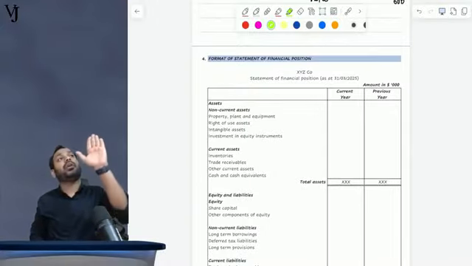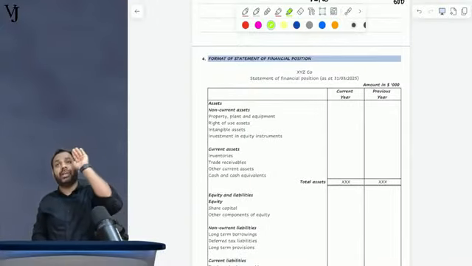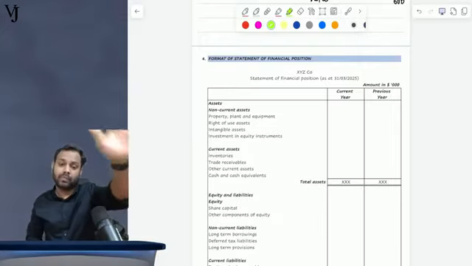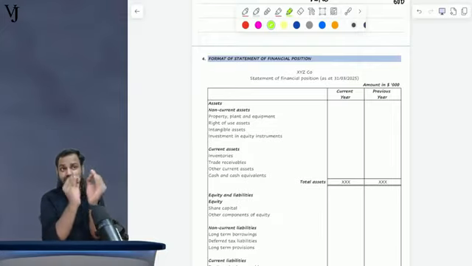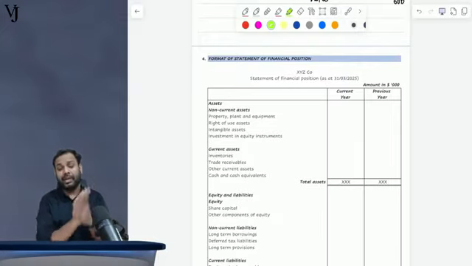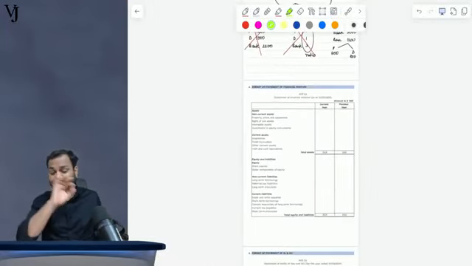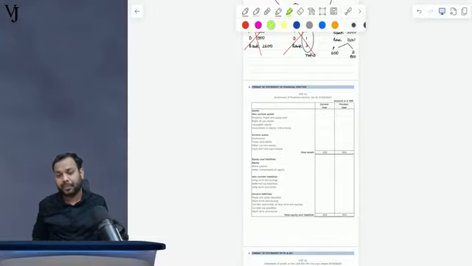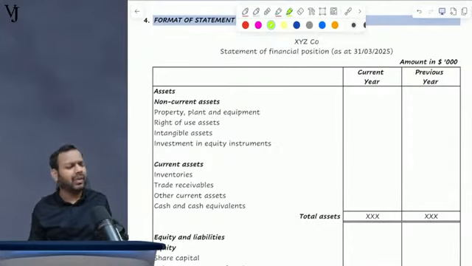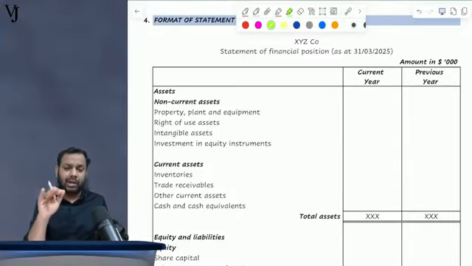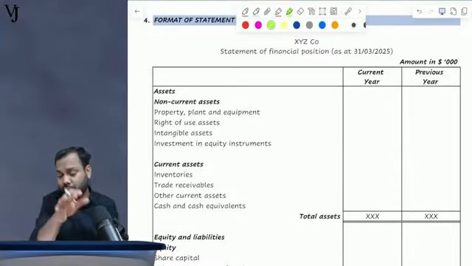Suppose you sit here and study. Please paste the format of the SOFP and the format of the P&L in front of the place where you study. I want you to have a look at it daily. This format should be fixed in your brain like anything. When we are studying in class, we will regularly revisit this format and it will automatically get fixed, but still, as an effort from your side, do the same.